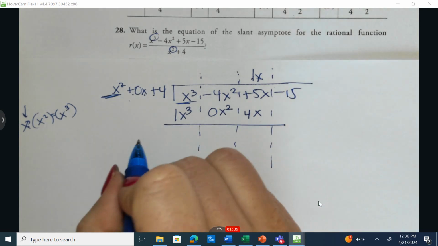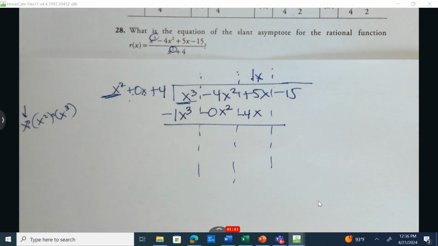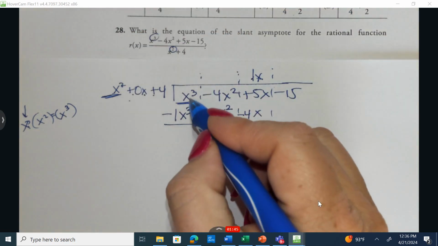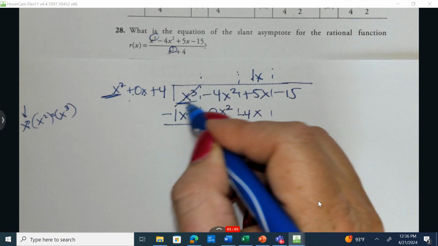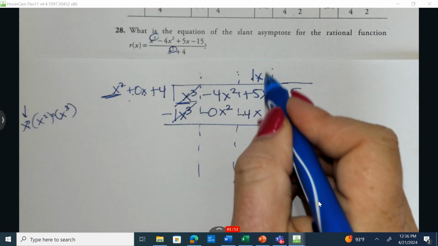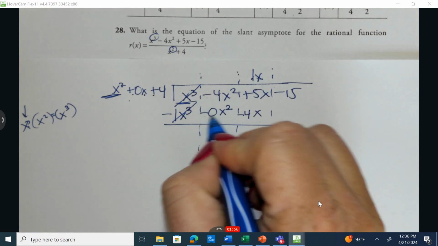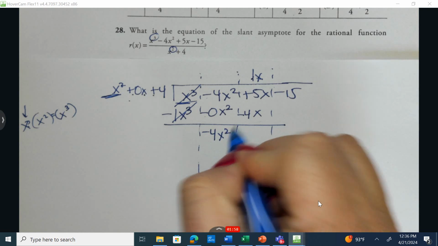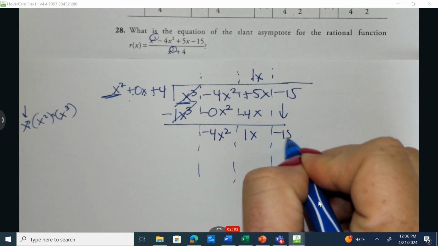Then I'm going to change the sign on everything in the second row. Negative, negative, negative. And I'm going to add straight down. Notice that the first two are opposites. They're additive inverses of one another. They're going to cancel out. If you chose the correct number up top, this should happen every time. Negative 4 minus 0 is negative 4x squared. Positive 5 minus 4 is 1x. And now I bring down the next value.